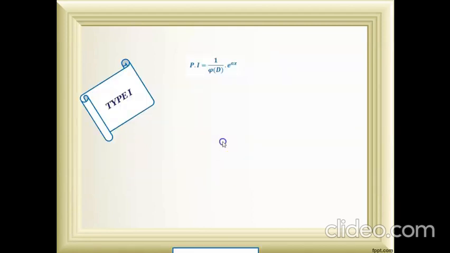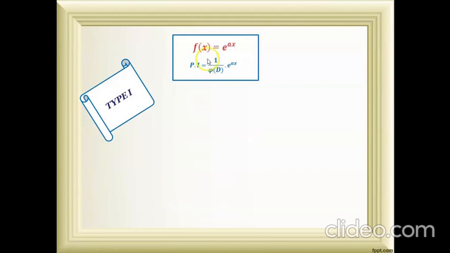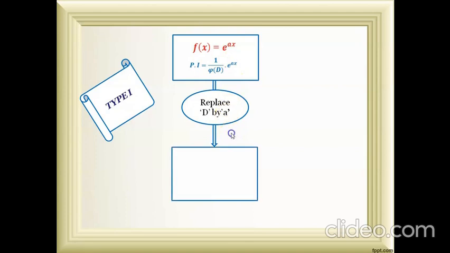So let us move on to the first type, the general case. Let the RHS be of exponential form. We write the particular integral as 1 by phi of D into e power ax. Here we replace D by a in the denominator. a is nothing but the x coefficient in the exponential power. After replacing, the particular integral becomes 1 by phi of a into e power ax, provided phi of a is not equal to 0. This is the final case.